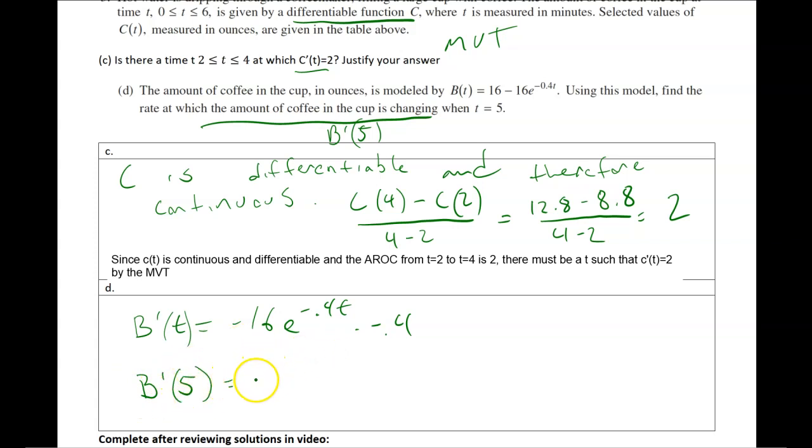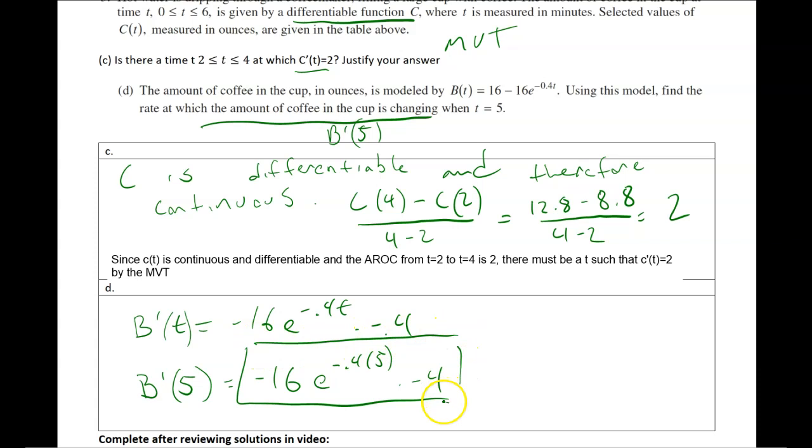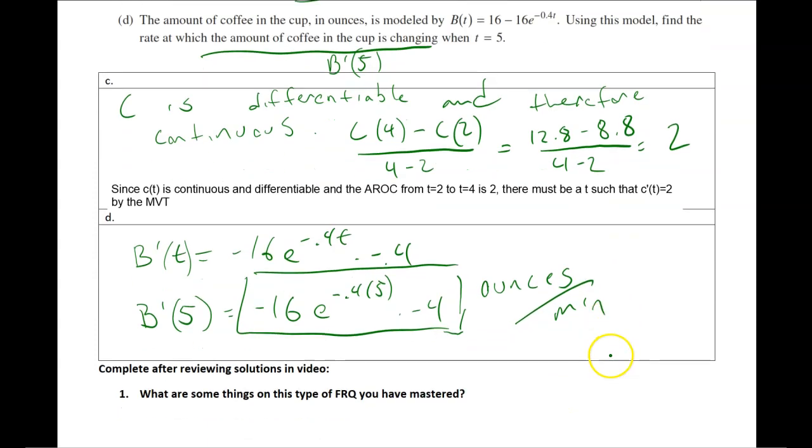and that would be equal to negative 16 e to the negative 0.4 times 5 times negative 4. I could again draw a box around that and give it a label. So this is ounces per minute, and I am done, right? I do not have to simplify that, and they don't care, right? In fact, they are not expecting you to write a decimal here because you don't have access to a calculator.